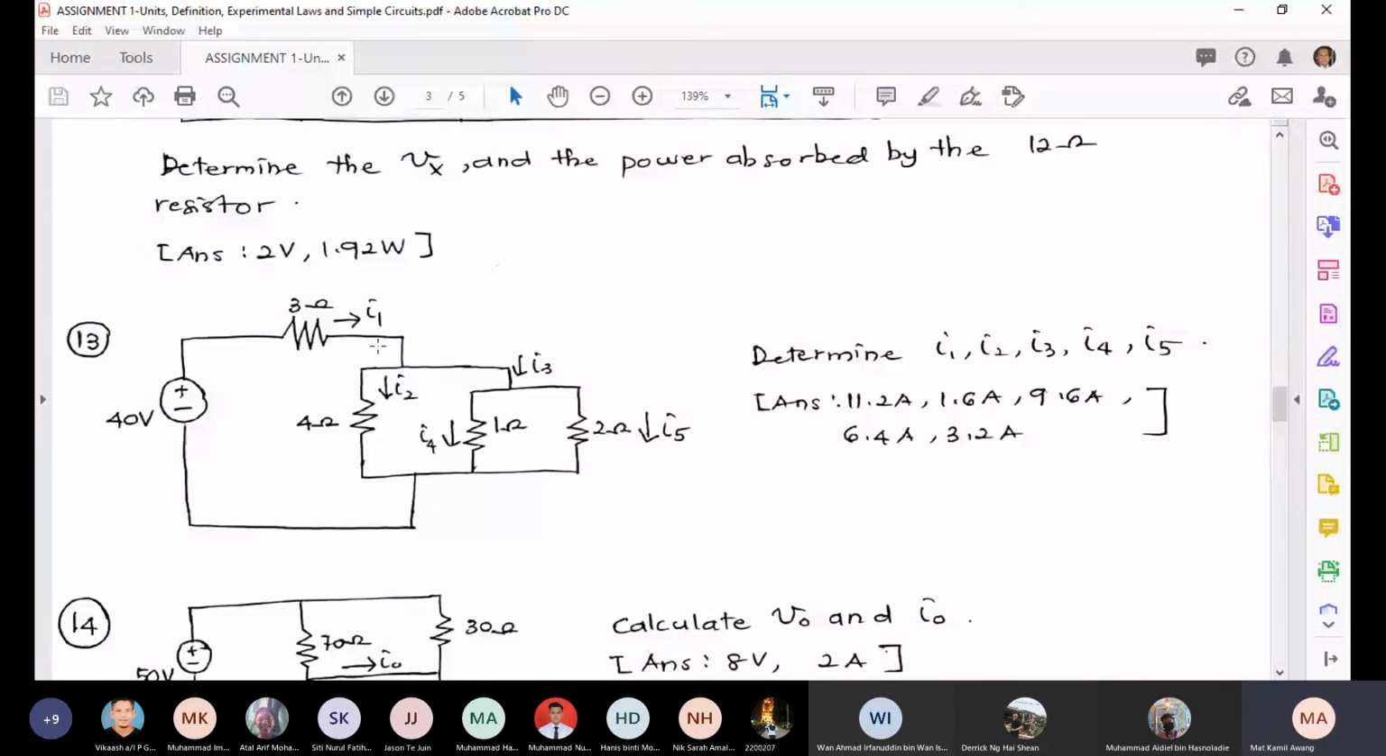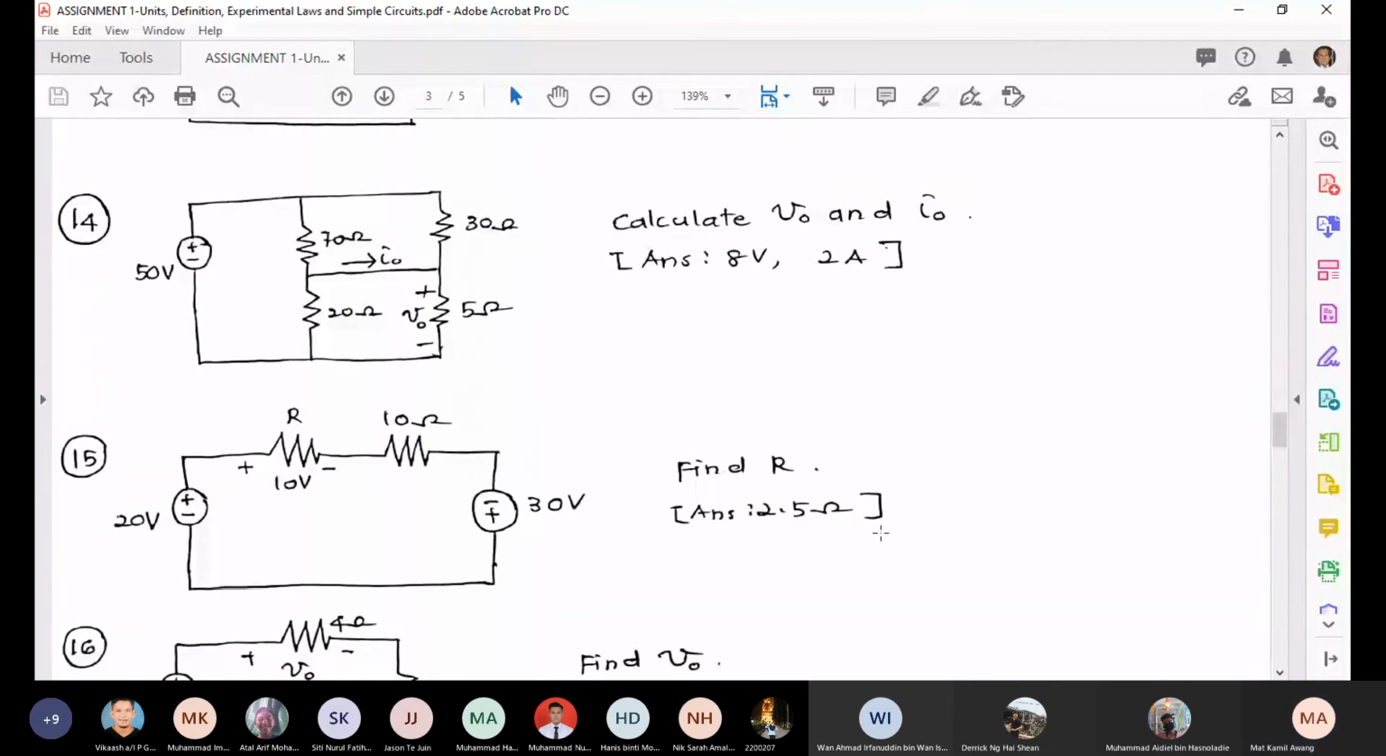And from there, you can start to break it down. You start to use the current divider. I1 is divided by a current divider between 4 amps and the 1 amp parallel with 2 amps. From there, you can find I2 and I3. And from I3, you can use the current divider to divide the current between 1 ohm and 2 ohms. Then you get the solution. So that's how you solve it.